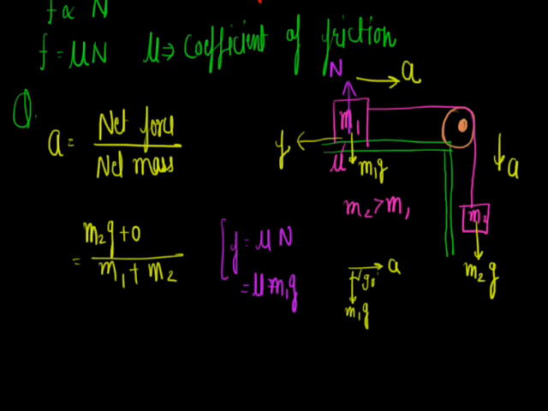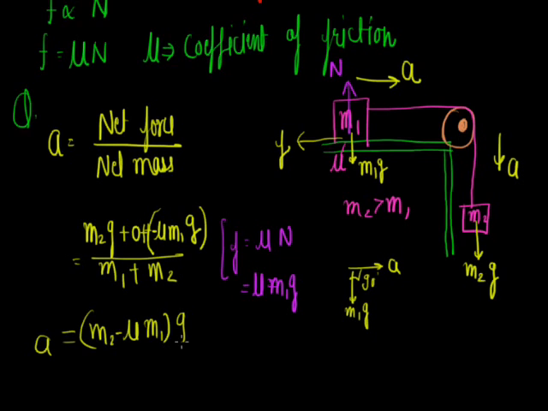So here the net force is m2g plus 0, the component of m1g along this direction, and the frictional force, which is mu m1g, but it is in the opposite direction, so it should be written with a negative sign: minus mu m1g, right? So our net acceleration becomes (m2 minus mu m1) g upon (m1 plus m2).